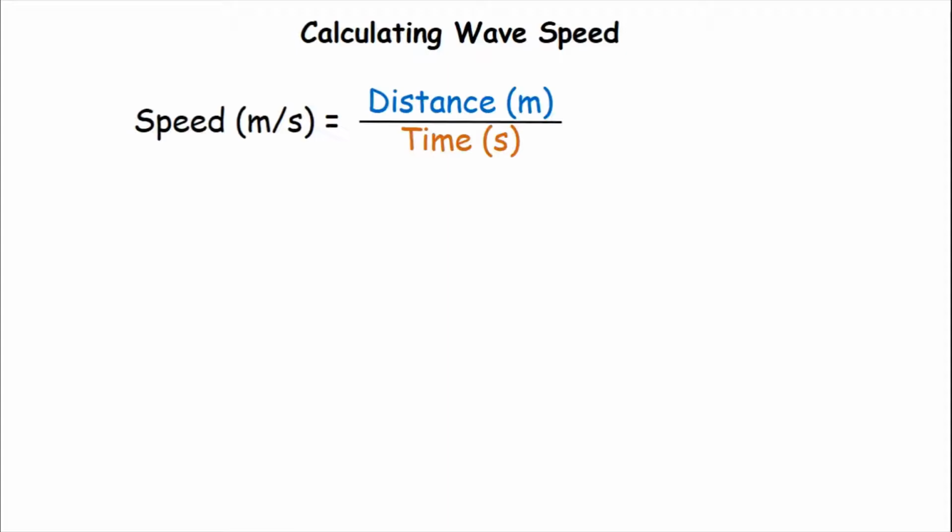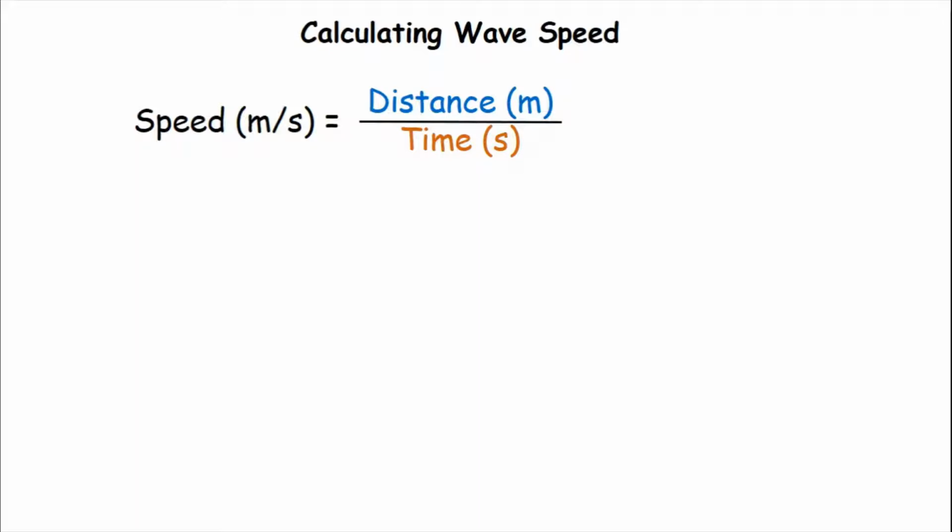In this video we are going to look at how to calculate the speed of waves, and there are two equations that you need to know and that you need to be able to use to calculate the speed of waves. The first equation is speed equals distance divided by time. So this is just the general equation to calculate speed, and we can use this for waves too. And we have speed in meters per second, distance in meters, and time in seconds.